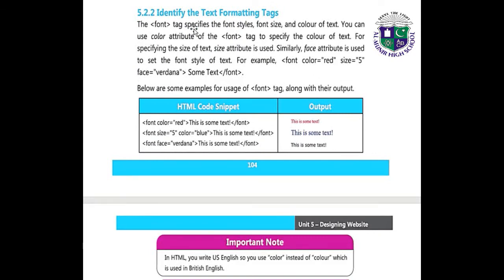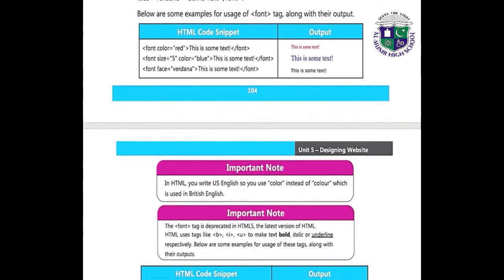The font tag specifies the font styles, font size and color of text. You can use the color attribute of the font tag to specify the color of text. For specifying the size of text, the size attribute is used, as shown in this table.